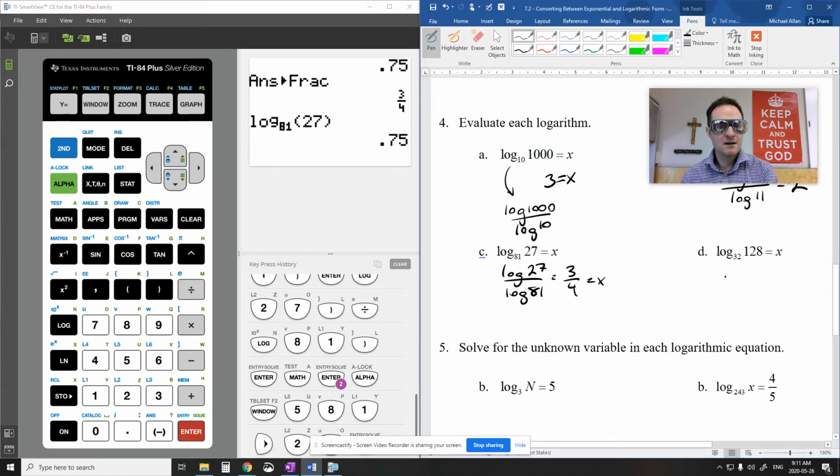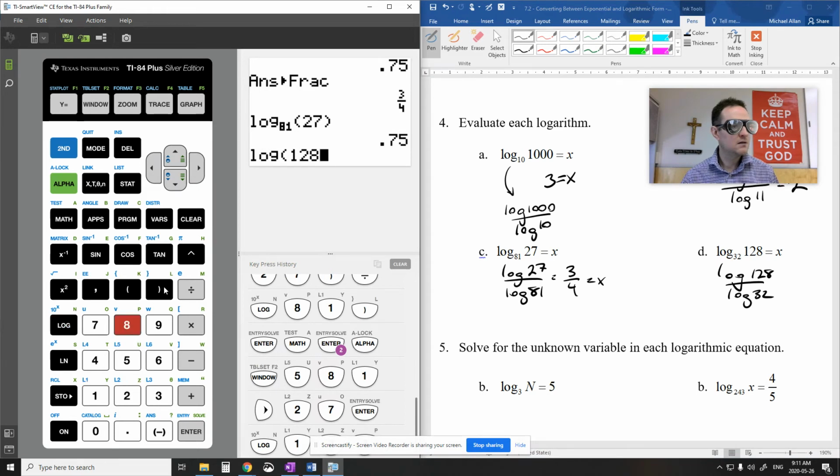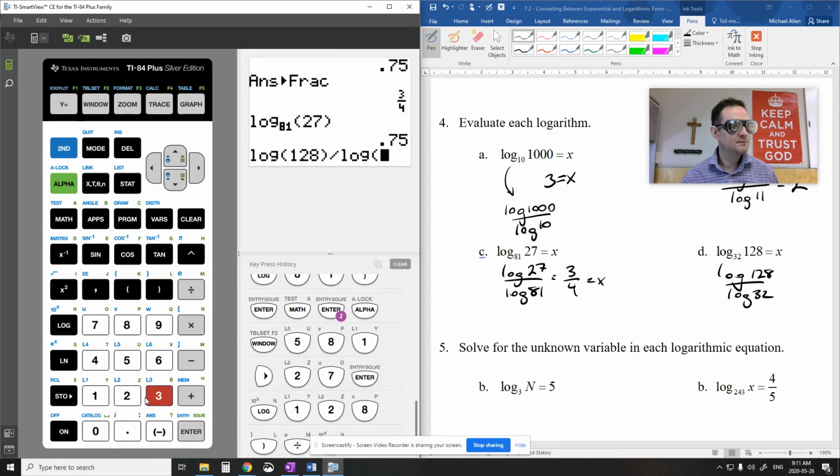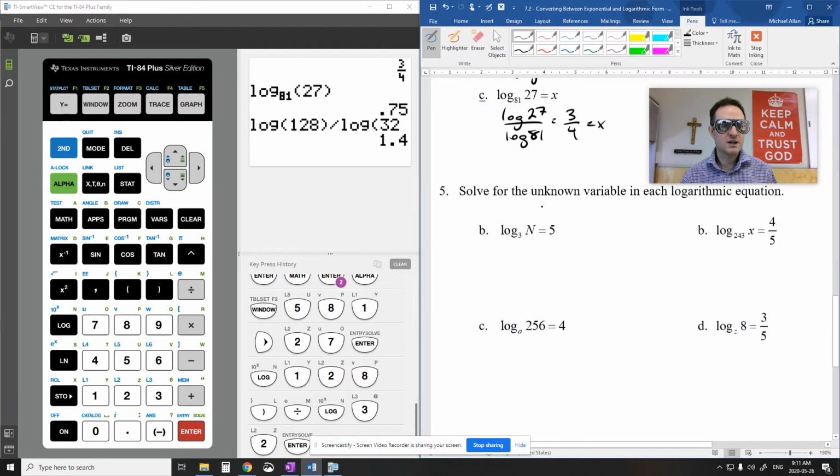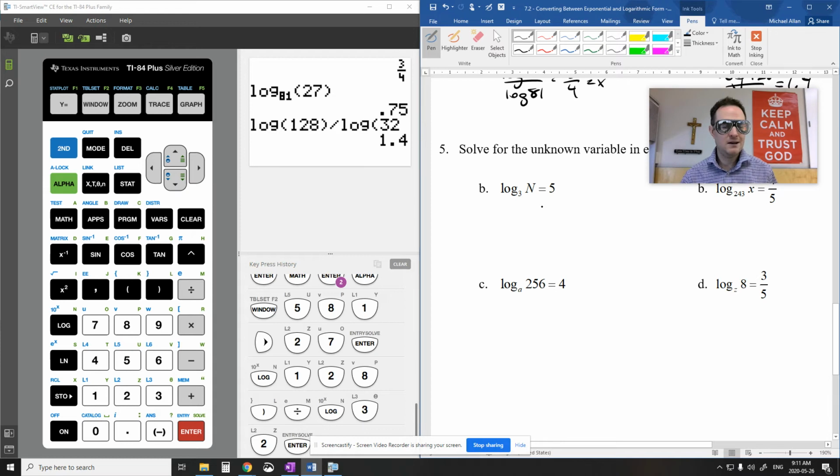Okay? So log 128 divided by log 32 for this next one. You get 1.4. I'm just going to leave it as 1.4. There you go. Cool. Let's check out these next ones here. Solve for n. These ones are just going to change into exponential form if you can.